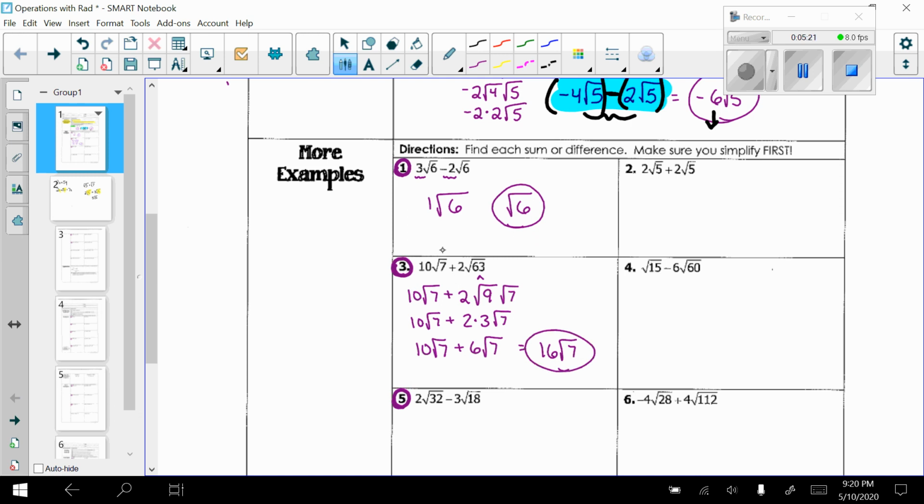So again, I didn't have to do anything with the first term. The second term, 2 radical 63, right here, is equivalent to 6 radical 7 once you go through the process of simplifying that. And then you get like terms.